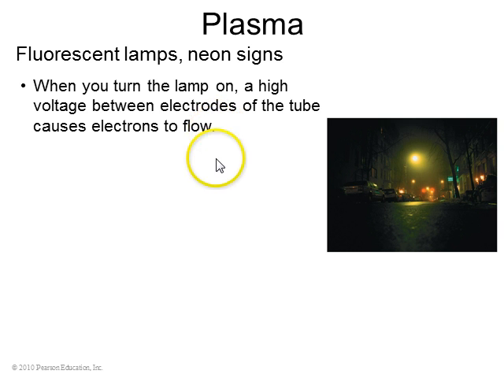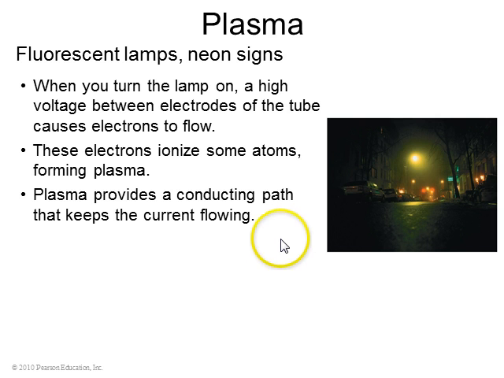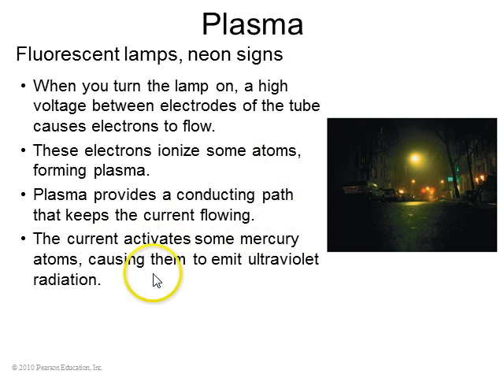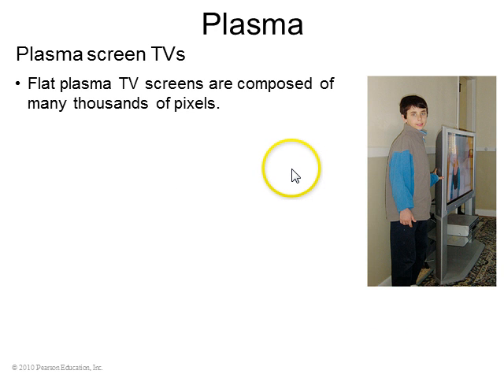So high voltage will cause electrons to travel through the gas, ionizing the atoms, and also providing a conducting path to complete the circuit inside the lamp. And that current will excite some of the mercury atoms and cause them to emit ultraviolet radiation, which interacts with some phosphor on the outside of the glass that's holding the lamp, and that causes the whole thing to glow in visible light. So this is also how plasma TVs work.